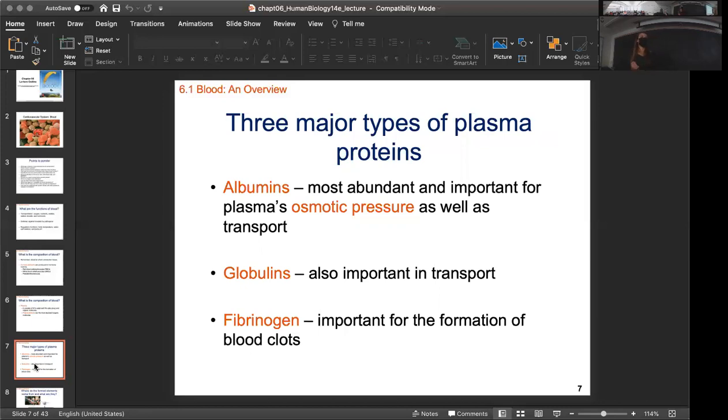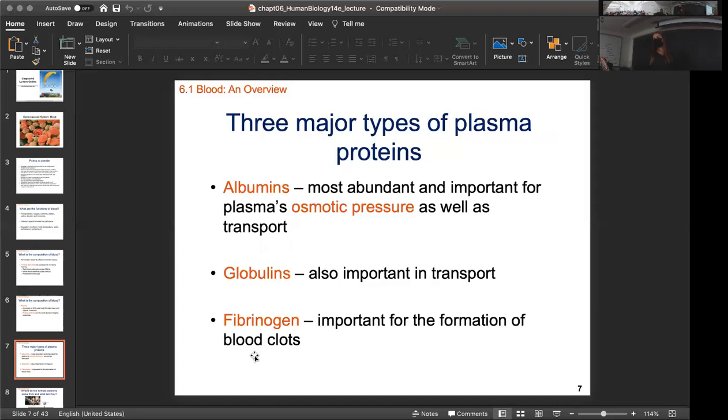The word osmotic pressure, it's in red. It just means like the pressure of water that's in your blood cells and in your blood vessels that helps with the gas exchange. So when the pressure changes, it's allowing different molecules to leave the capillaries and things like that. The globulins are also important for transporting things, nutrients, oxygen, etc.